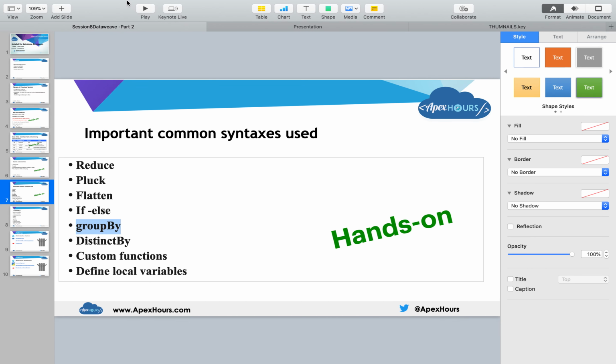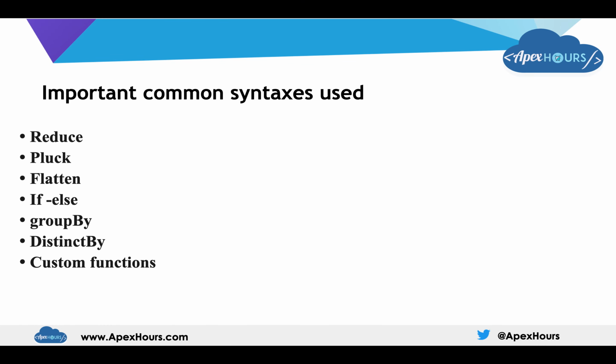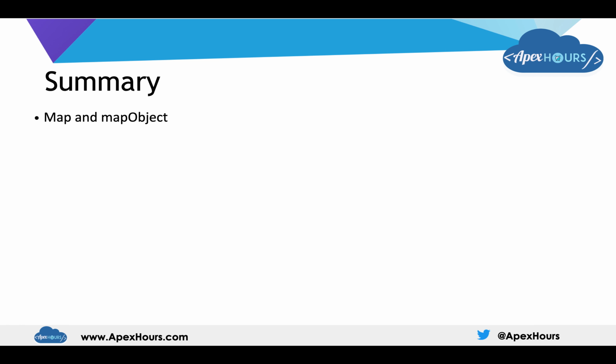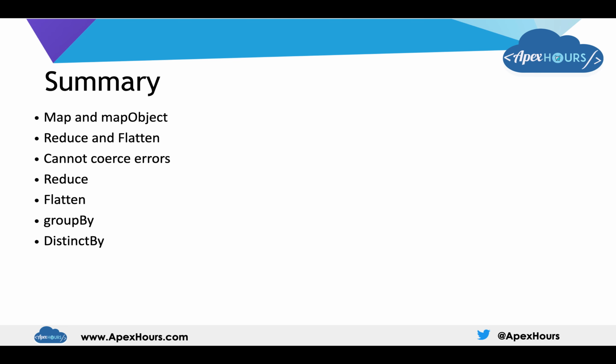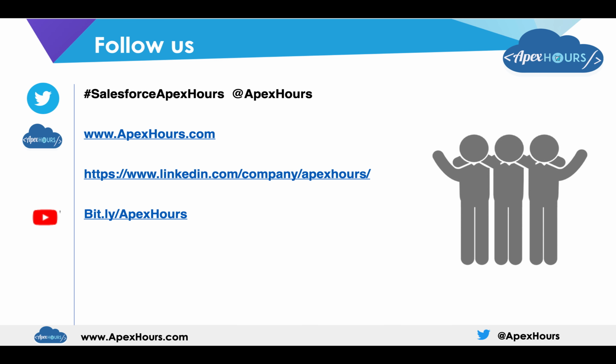So folks, so far what we have covered is, we have discussed map. In all these 3 sessions we have discussed what is DataWeave, then map, object, reduce, flatten, some errors, reduce function, flatten function, groupBy, distinctBy, custom functions, defining local variables. So with this we are going to end the DataWeave session. We covered 3 sessions for today, I mean, for this session, MuleSoft for Salesforce developers. But there is a lot to learn for DataWeave, but this is a very good start for you.